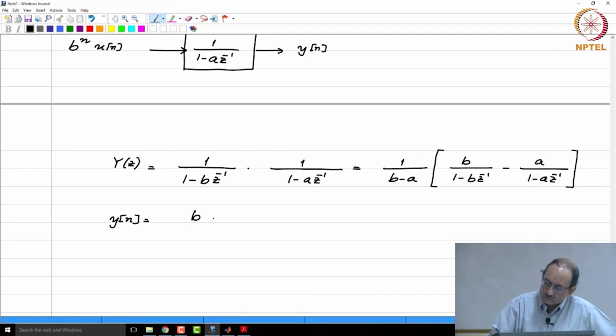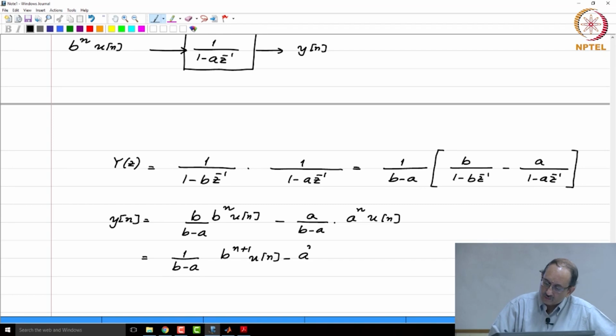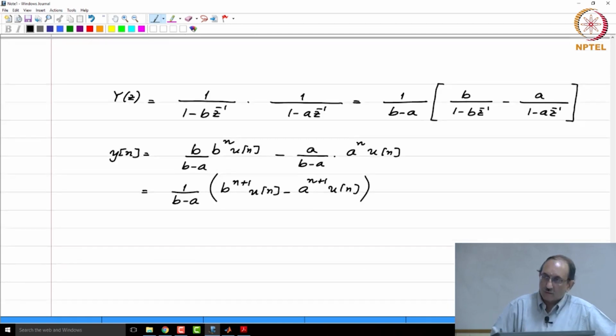b times this, after all, is b to the n u of n by b minus a minus a by b minus a times a to the n u of n, and this is easily seen to be b to the n plus 1 u of n minus a to the n plus 1 u of n. So, this is the output, and now you are able to recognize the input mode and the natural mode.